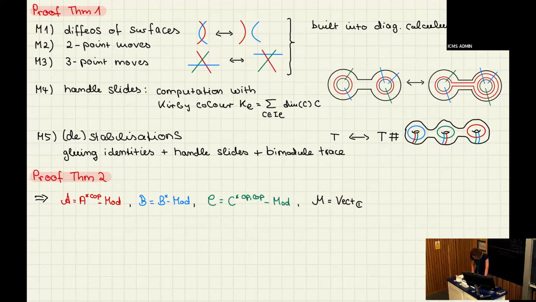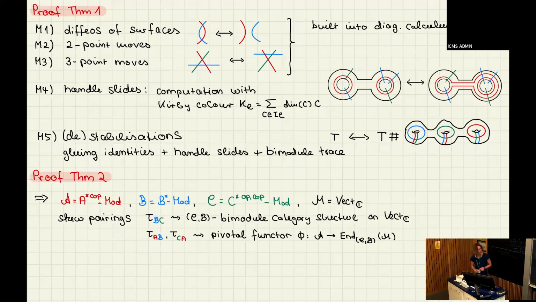For the second theorem, yes, if we have a Hopf triplet in the sense of CCC, we just define our spherical fusion categories as the modules over the dual Hopf algebras, up to some ops and cops, which I will not comment on because they're complicated. And we take as M the category of finite dimensional vector spaces.